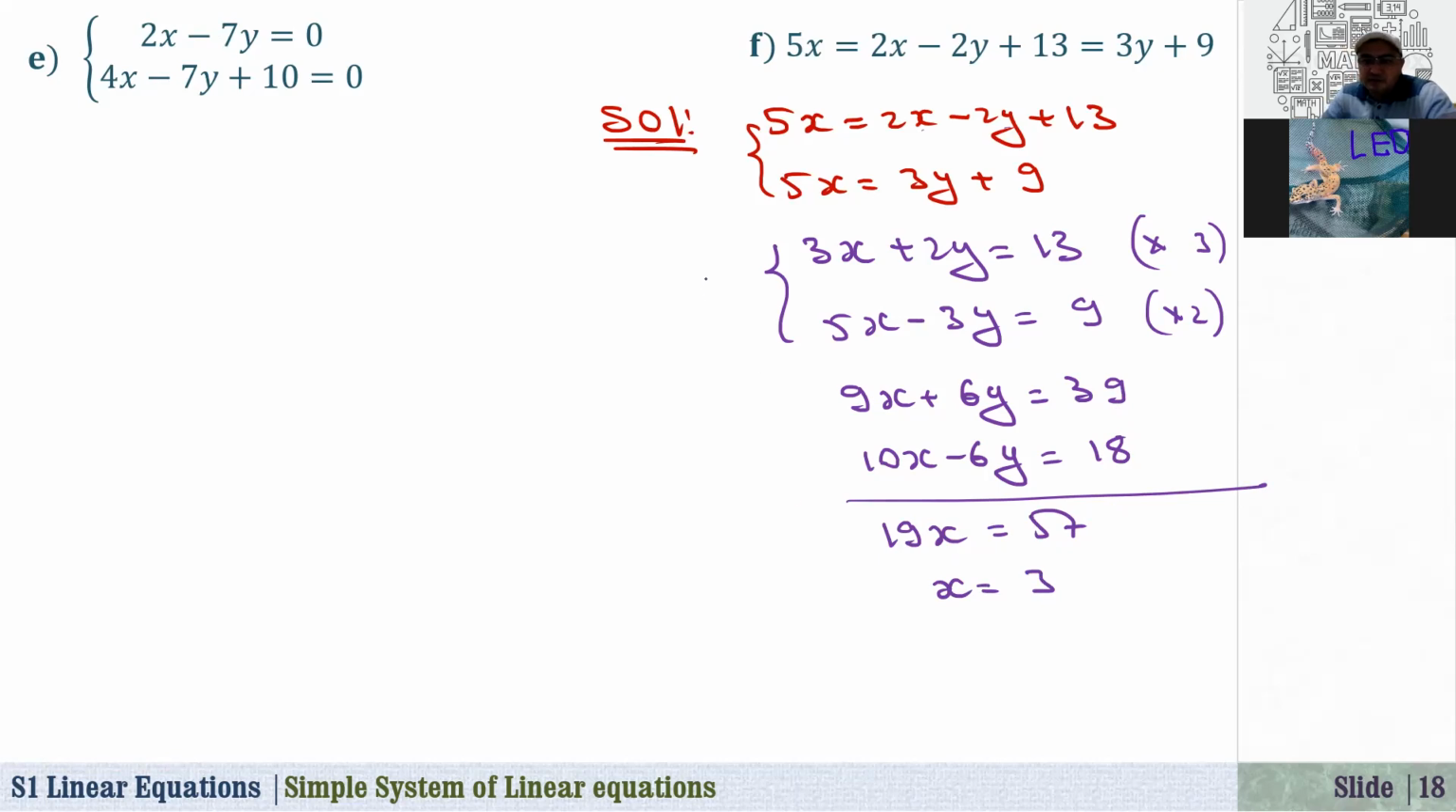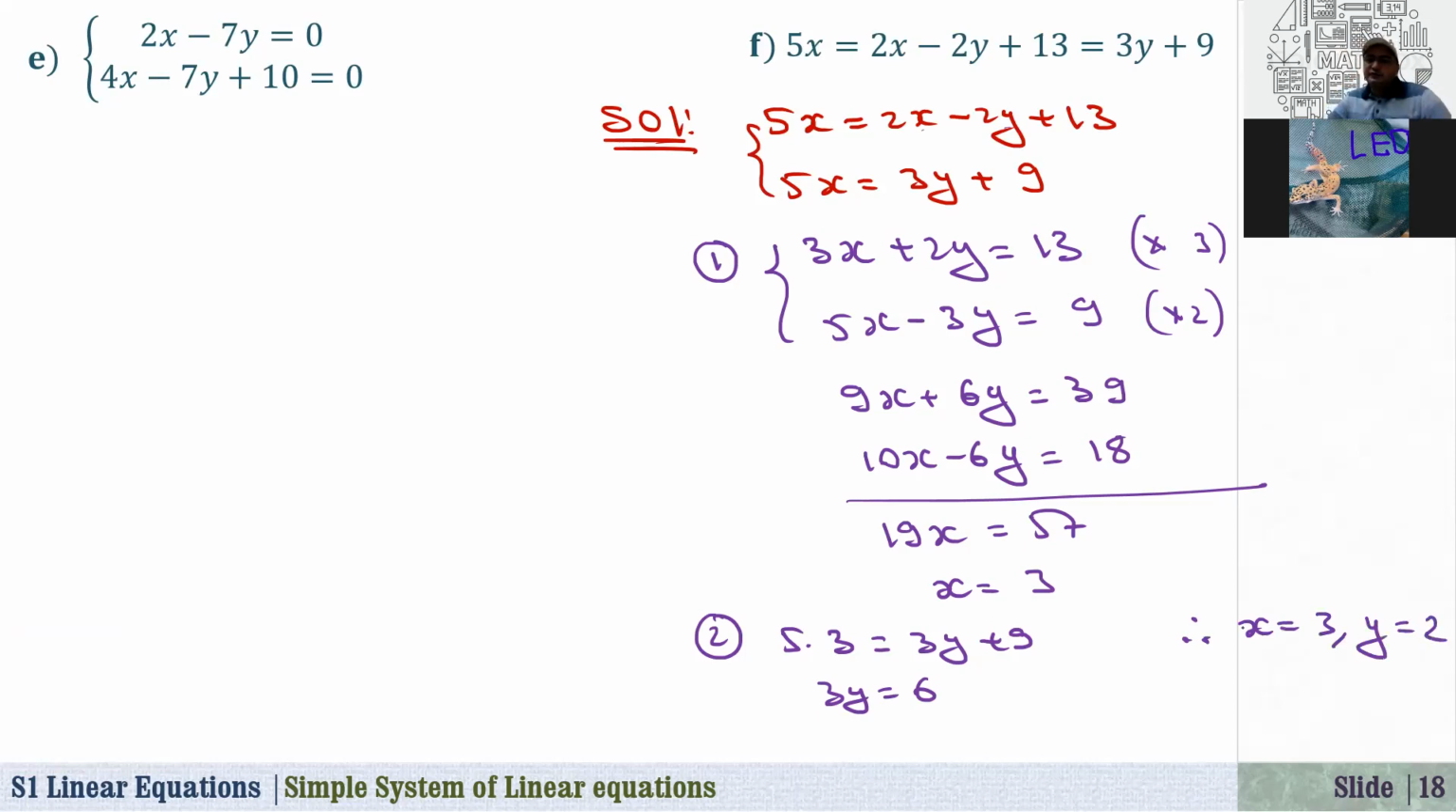So now we substitute. In our second step, substitute into the second equation. So that is 5 times 3, on the right-hand side, 3y plus 9. So from here, what is 3y? 3y equals 15 minus 9, that's equal to 6. So y is equal to 2. So x is equal to 3, and y is equal to 2.